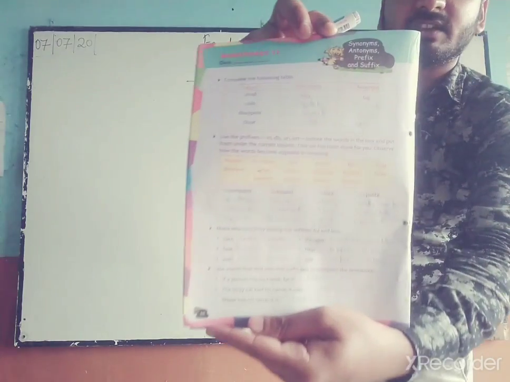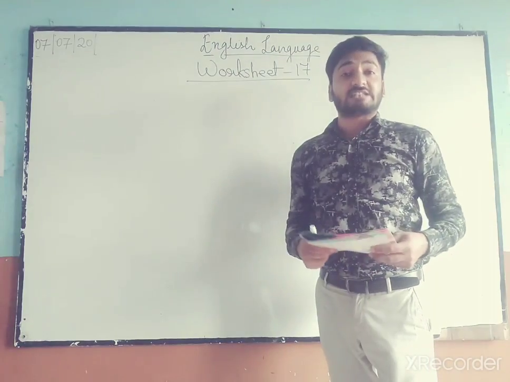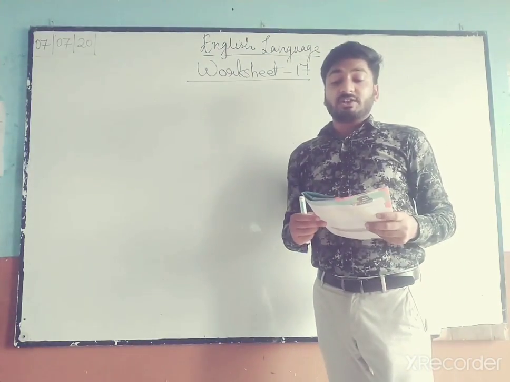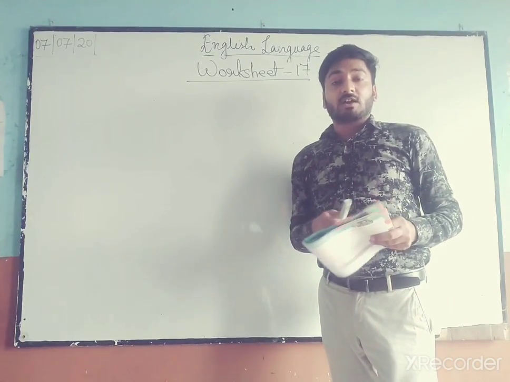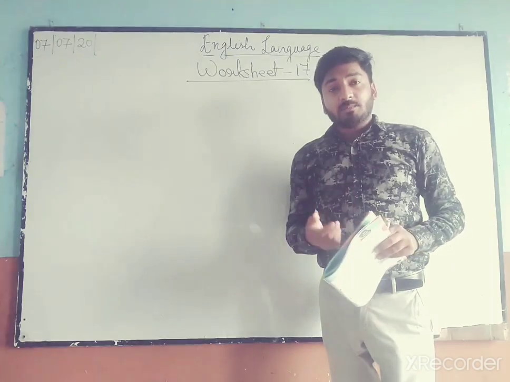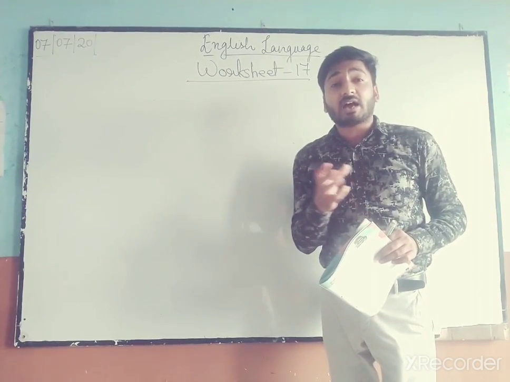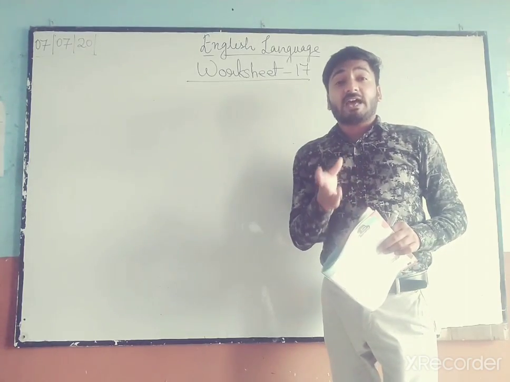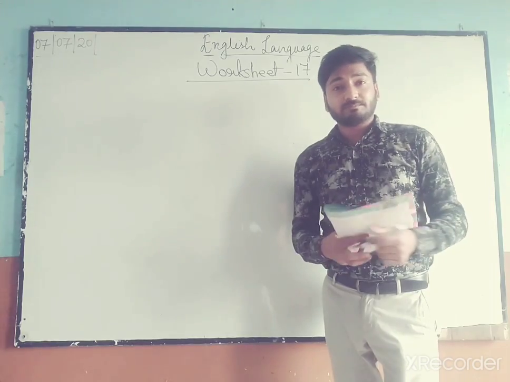Worksheet number 17, which is on page number 18 of English language. In this worksheet we have chapters synonyms, antonyms, prefix and suffix, which are combined in this worksheet. Why? Because these chapters are correlated to each other. This word correlated, here I have used prefix. We have added co with the basic word related. Okay.